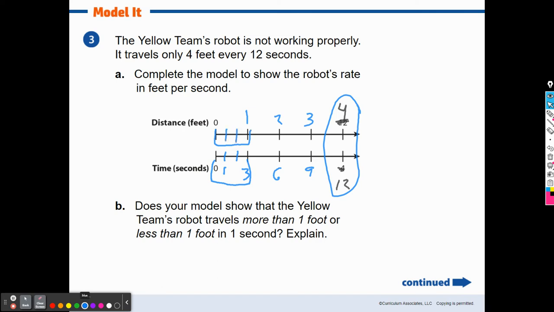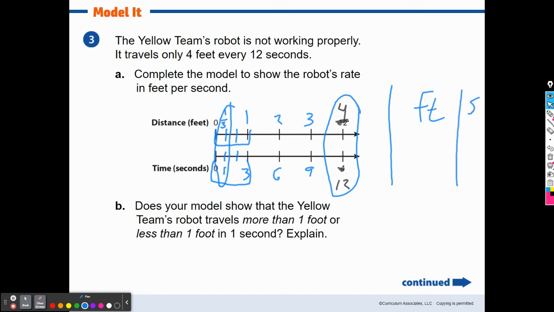Well, when I do that, those marks in between 0 and 1 are going to be fractions. So if I have one whole piece and I cut it into 3 pieces, how much is each piece? We would have 1/3 and then 2/3 and then 3/3 would be 1, right? So if I'm at 1 second, then this robot is traveling 1/3 of a foot per second. All right. Again, we can do this with an equivalency table.